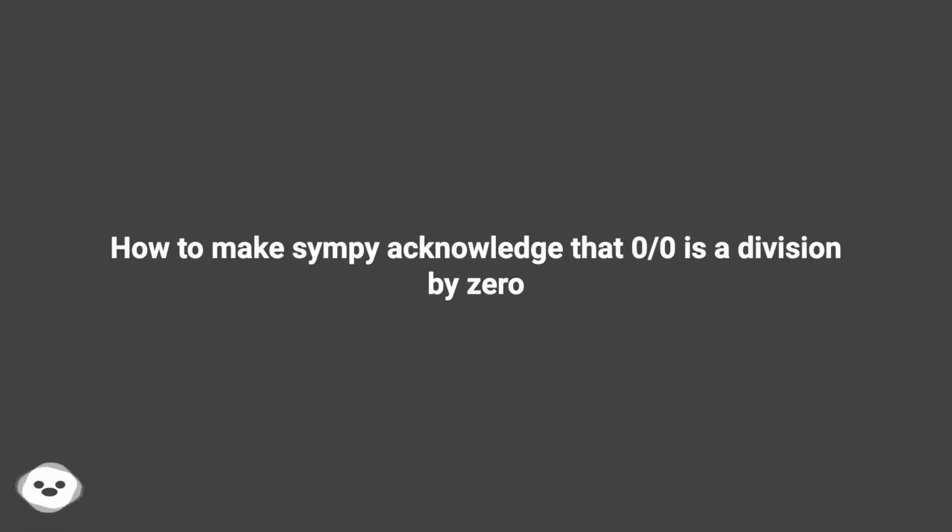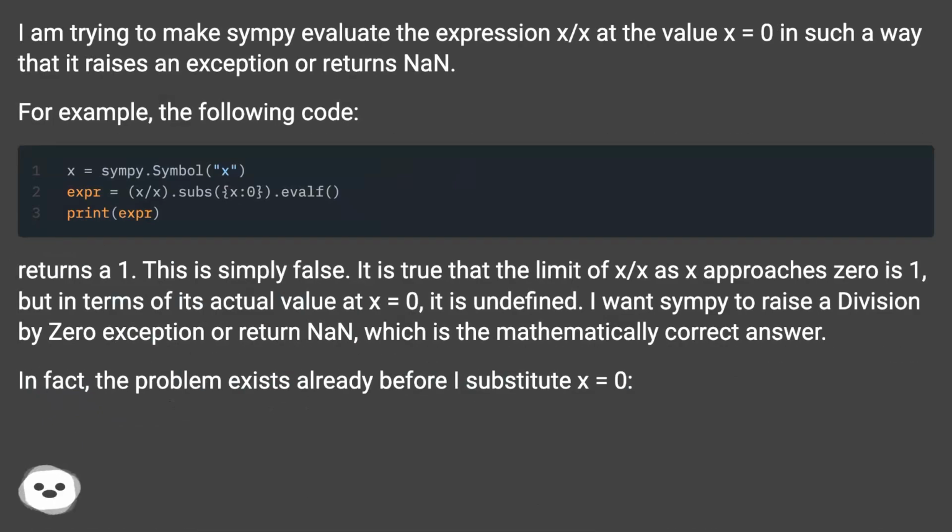How to make Sympy acknowledge that 0/0 is a division by 0. I am trying to make Sympy evaluate the expression x/x at the value x equals 0 in such a way that it raises an exception or returns nan. For example, the following code returns a 1. This is simply false.